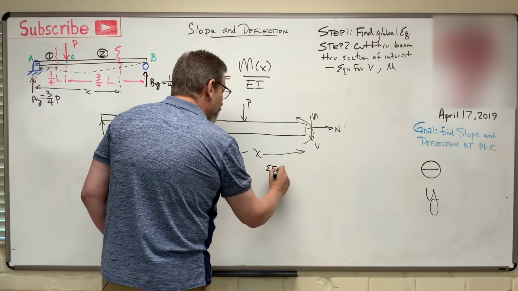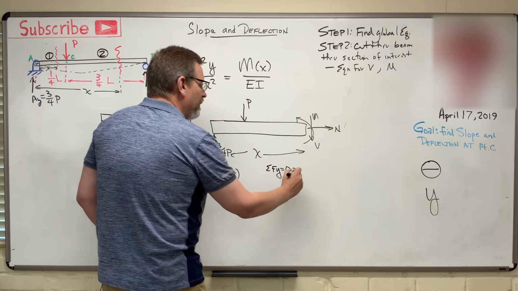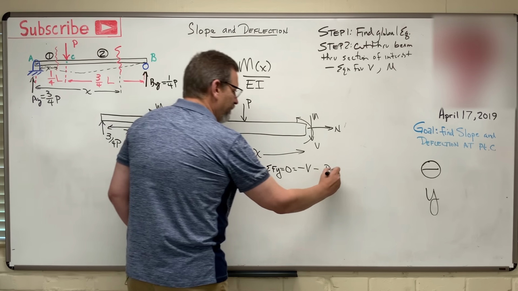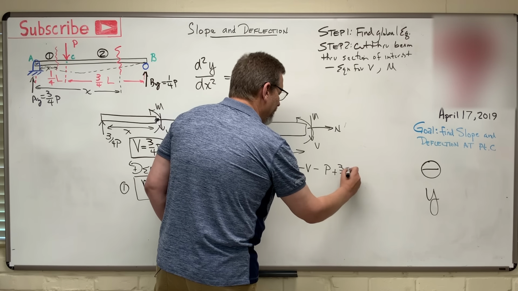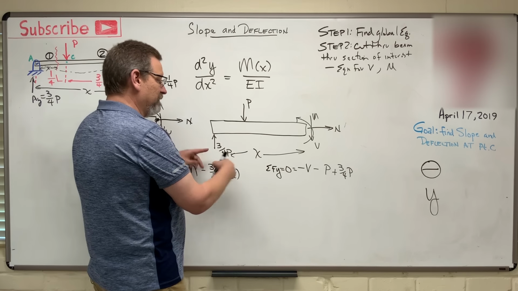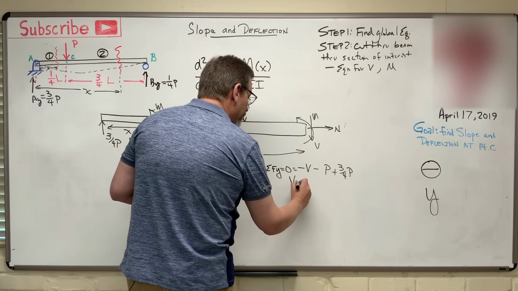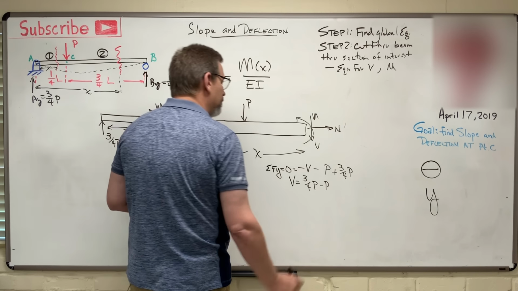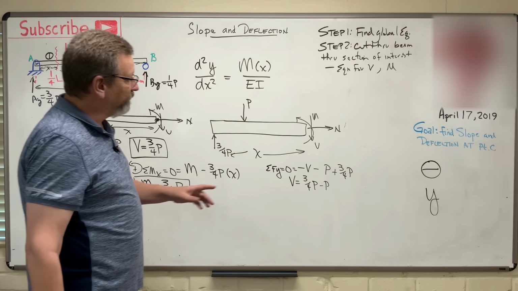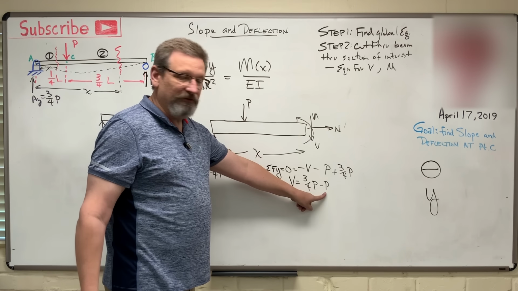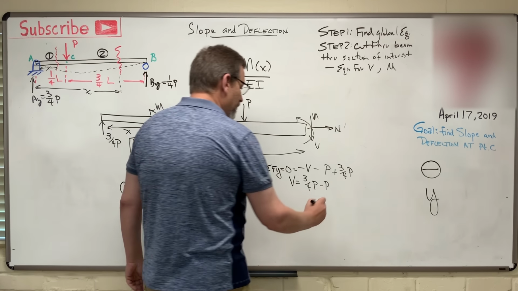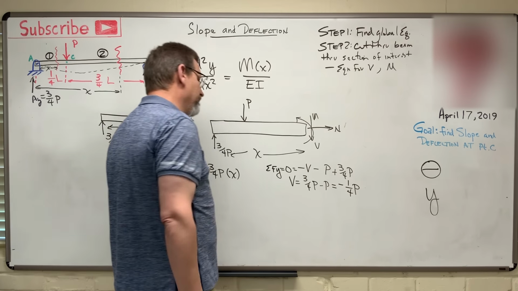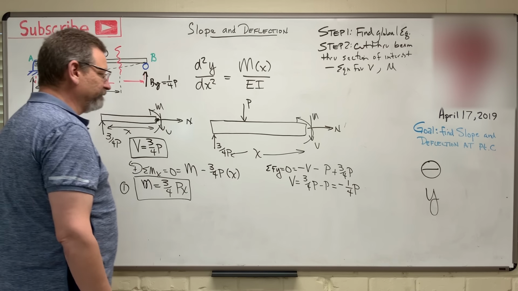Here we go. Sum of the forces in the Y equals 0 equals minus V minus P plus 3/4 P. That's this guy. That's it, isn't it? So V is equal to 3/4 P minus P. Okay? And 3/4 P minus a whole P leaves you with minus 1/4 P. So there's an equation for V.